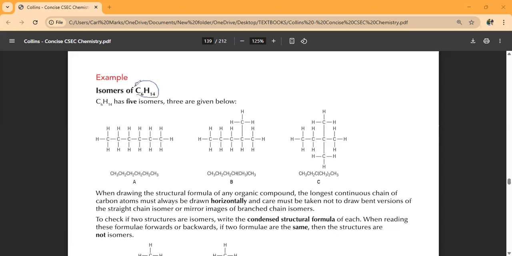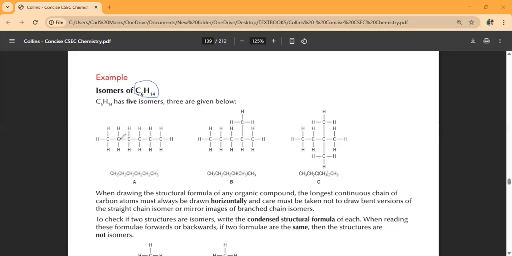This is the molecular formula I'm circling here, right? But when you look at how they're arranged, don't they look different? Yeah. Good. So these are structural isomers of C6H14. Now, what's the name of this compound? Can you name this one for me? We can come to the branches later.